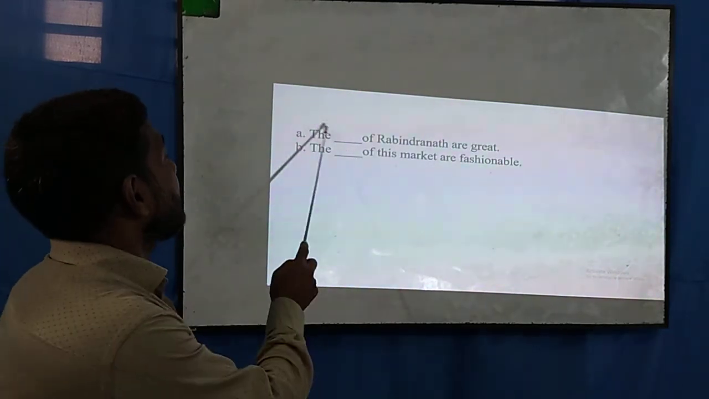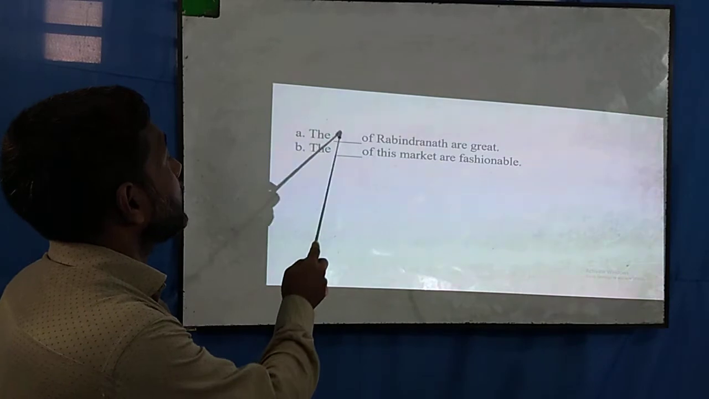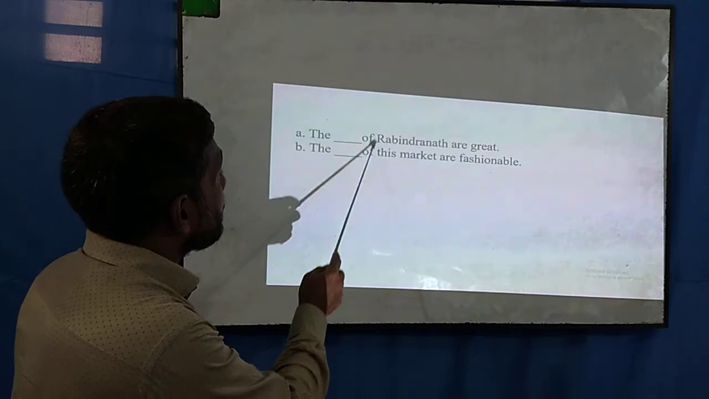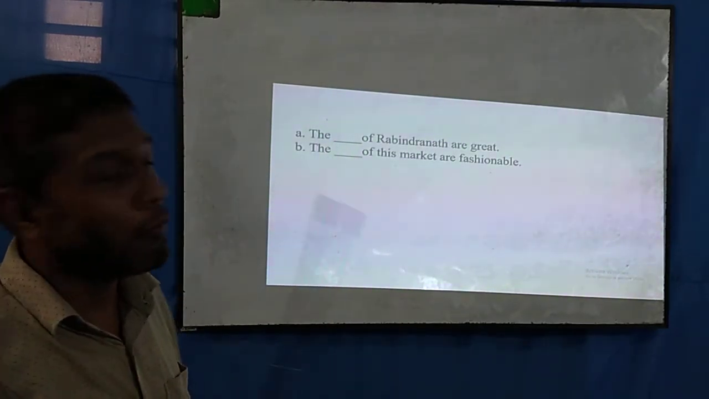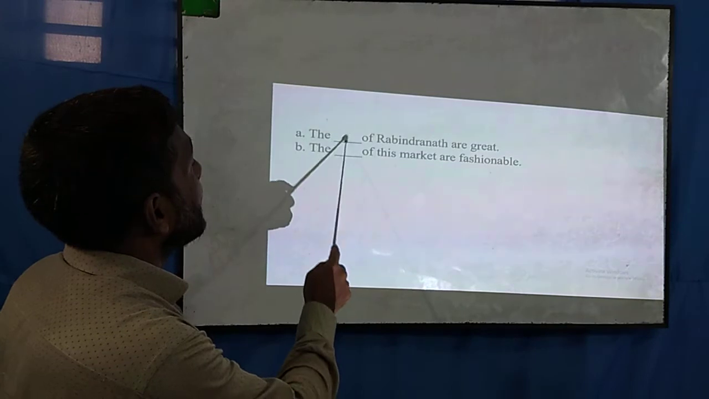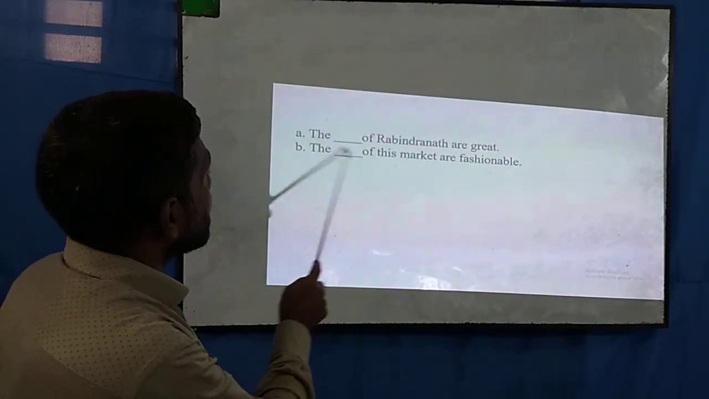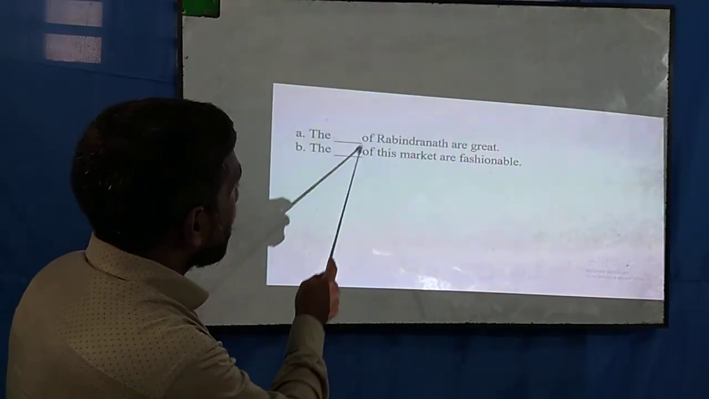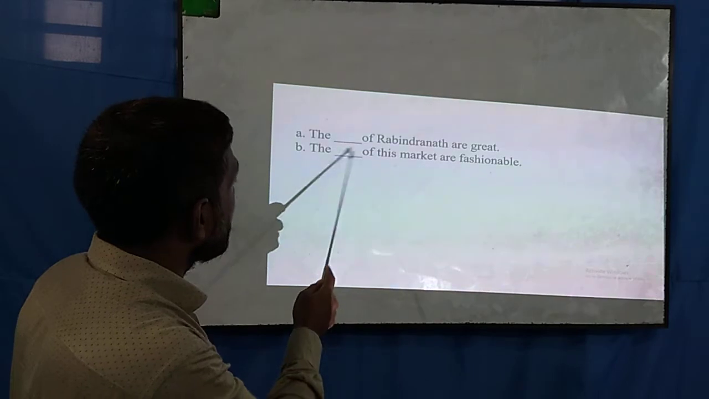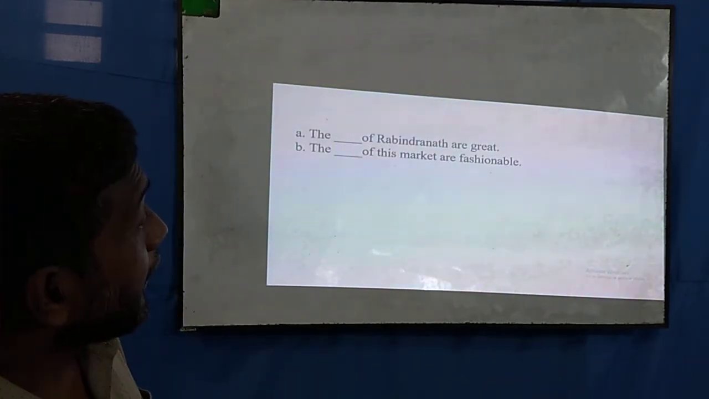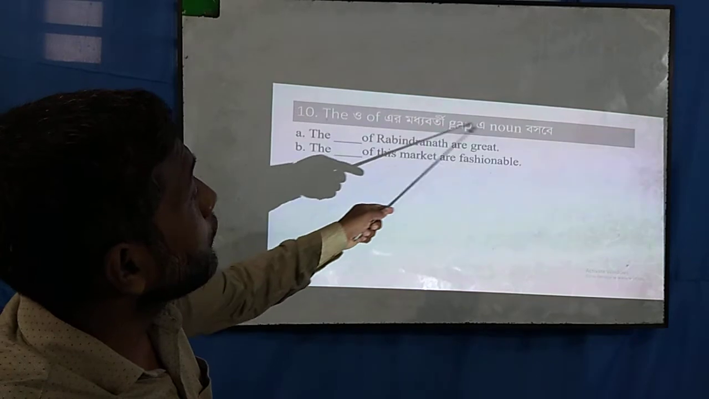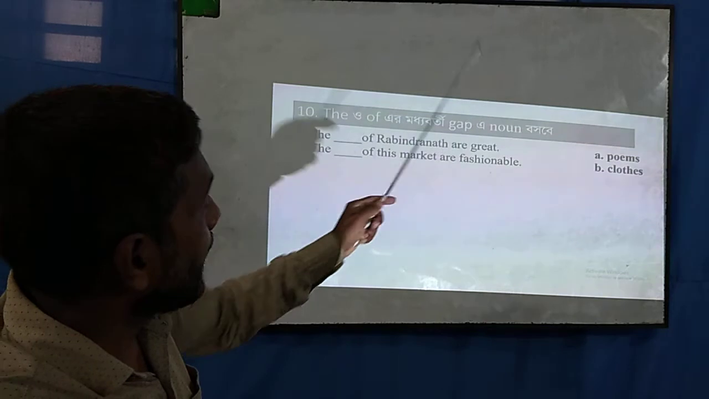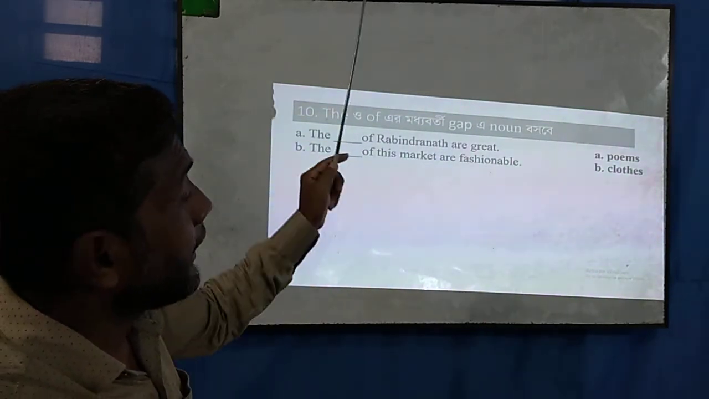So dear students, again, the dash of Rabindranath are great. So it is easy. This is the article, so I know the place of a noun. Again, between these two nouns, only a preposition can be used. Between two nouns. So this is a noun, so I must use a noun here. Again, the same case here. We have two types of indication here. The is an article. Again, this is a preposition. After that, there is a noun. So in the gap, it should be a noun. So in the gap between the and of, a noun will be used. So the poems of Rabindranath are great. The clothes of this market are fashionable.